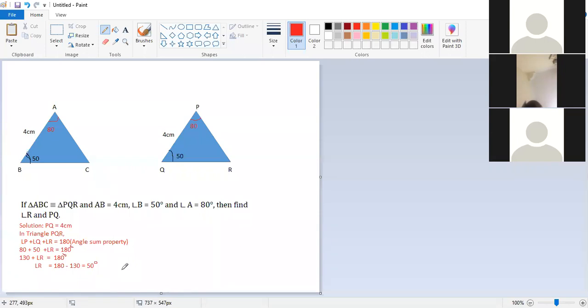Now all students, open textbook. Page number 119, Exercise 7.1. Copy question 3, everyone. I want to explain that question.